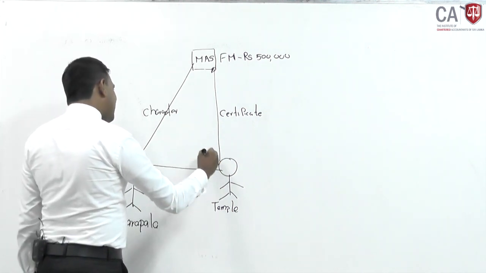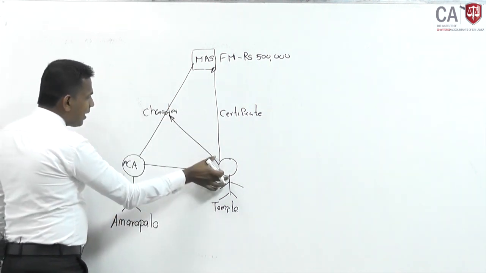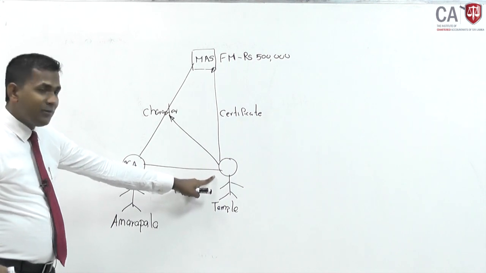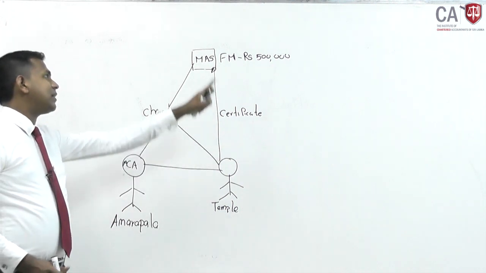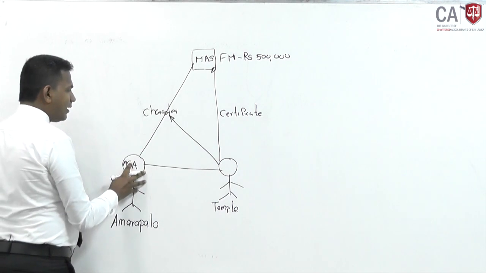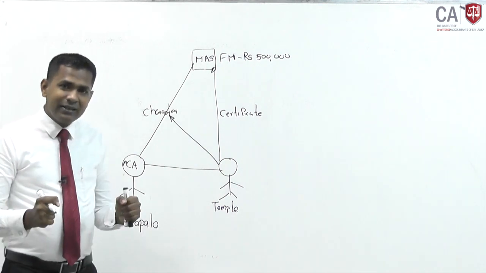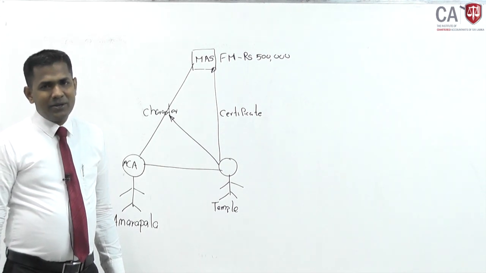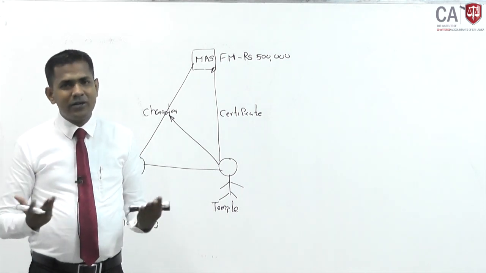This subject matter, the character belongs to Amarapala, was certified by another third party to another third party. This was certified by a third party to another third party. This third party is accepted by another third party. So what happened now? This character belongs to Amarapala, but that must be certified by a third party person to be believed by another third party. Right? So this is a very basic fundamental concept that we have in our day-to-day life.